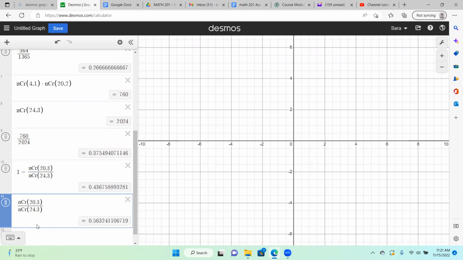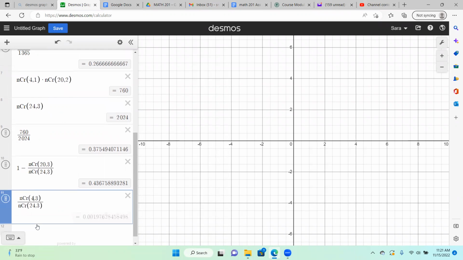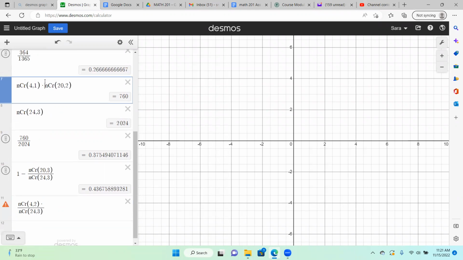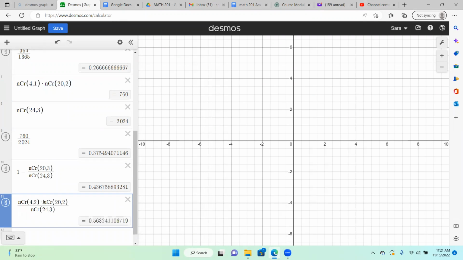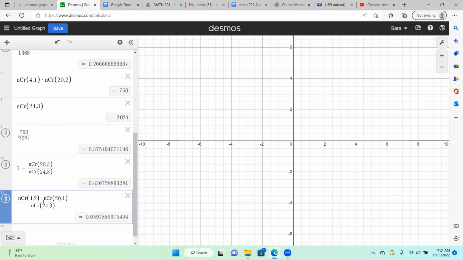So if we're going to have 2 defective, that means that we have 4 choosing 2, and then we have 20 choosing 1 because only 1 is not defective. So that probability is 0.0593.